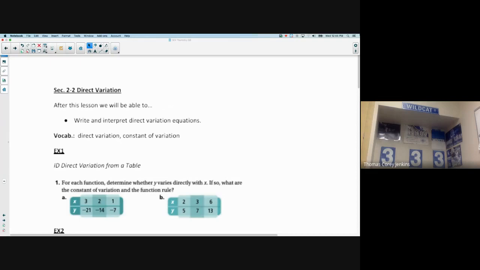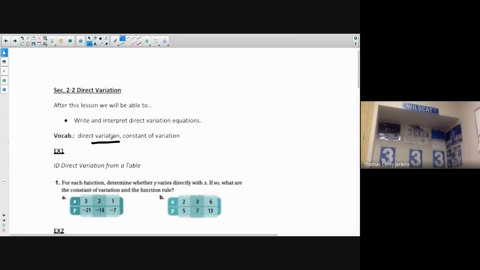All right, as I said, this is lesson 2.2, and the title of the lesson is direct variation. So we're going to learn what that is. As you can see, it's one of your vocab words. I also wanted to go over your learning target, which is after this lesson, we will be able to write and interpret direct variation equations.